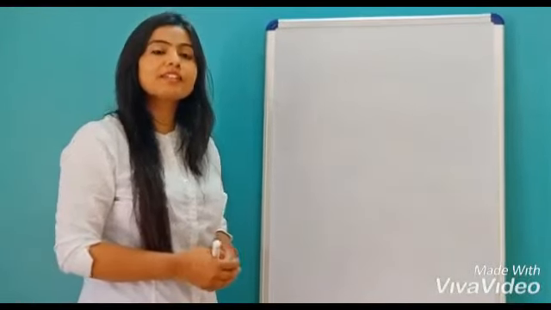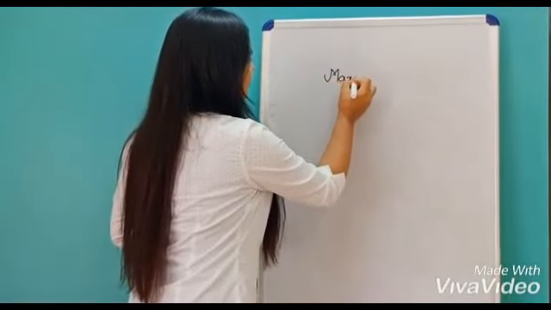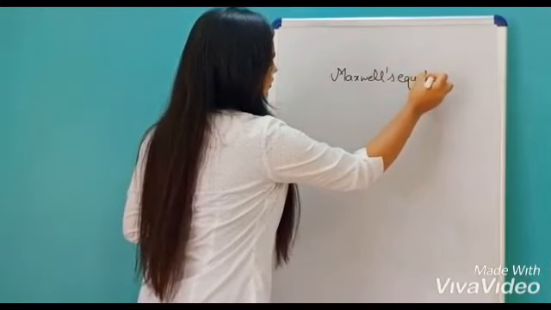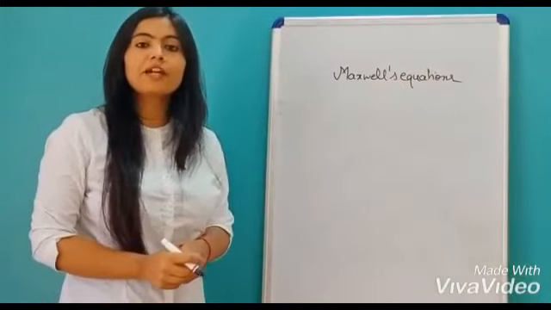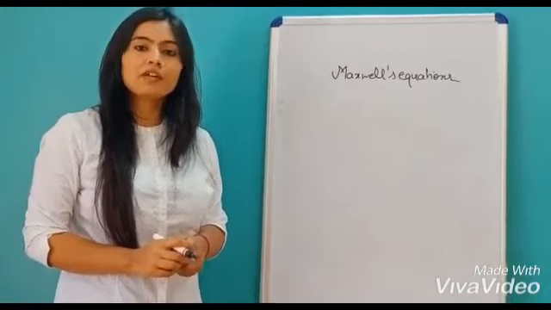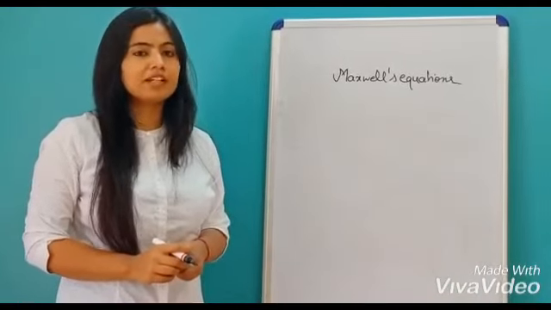Students, today we will discuss Maxwell's equations. These equations were developed by James Clerk Maxwell. Maxwell selected four laws, worked on them, and he declared these equations are the basis of electric and magnetic phenomena.